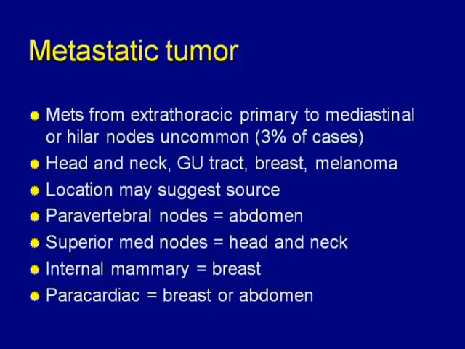For instance, if you have paravertebral nodes, that's classically an abdominal tumor extending up. If you have superior mediastinal nodes, it's a head and neck tumor coming down. Internal mammary nodes are classic with breast cancer. Occasionally you can see them with lymphoma as well. And then you have pericardiac lymph nodes. That's classically breast or particularly abdomen, the peritoneal spread tumors like ovarian and gastric and pancreatic and colon.